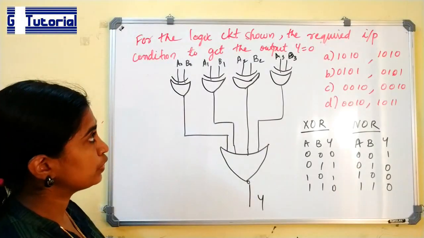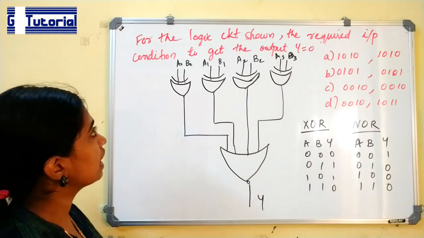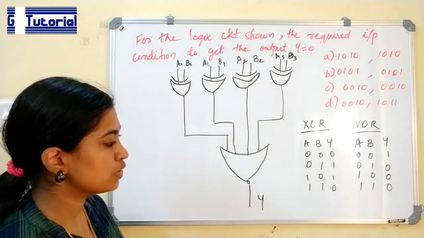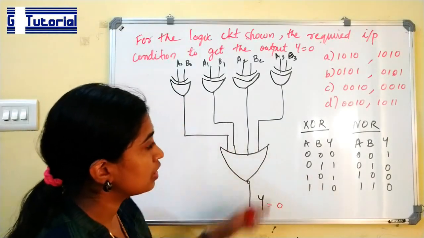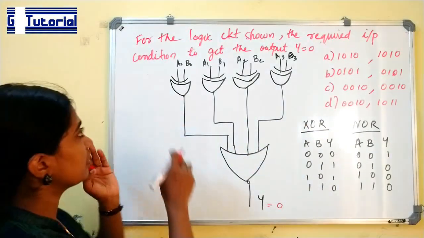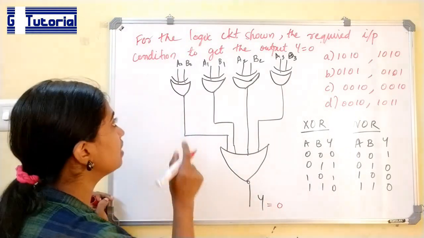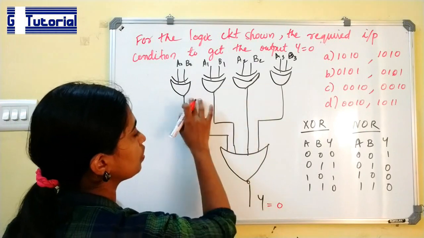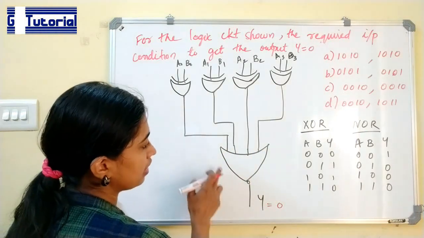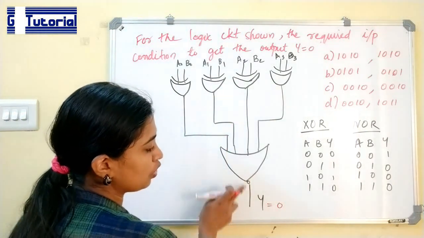For the logic circuit shown, the required input condition to get the output Y equal to 0. What we have to obtain? We have to obtain Y is equal to 0. These are the input conditions. Here we are using two symbols A and B. A0, B0, A1, B1, A2, B2, A3, B3 are the inputs to these XOR gates, and the output of those XOR gates is fed to a NOR gate.